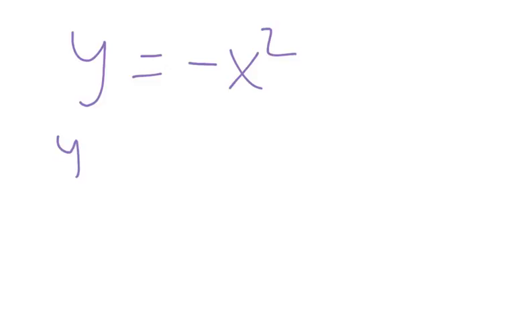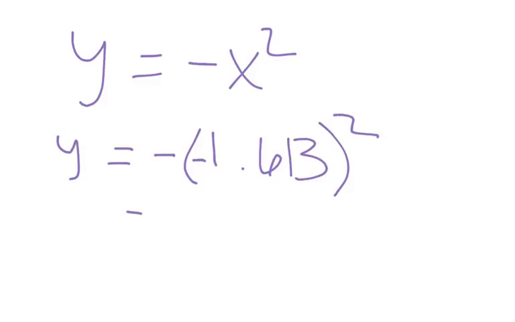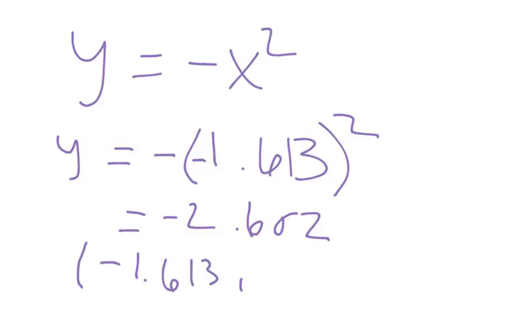So you get y equals negative times negative 1.613 squared, and that gives us negative 2.602. So that's our y. So now that we have both x and y, our first coordinate is going to be negative 1.613 and negative 2.602.